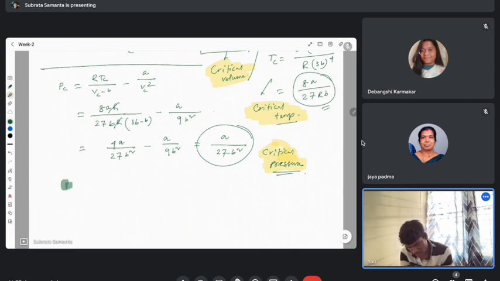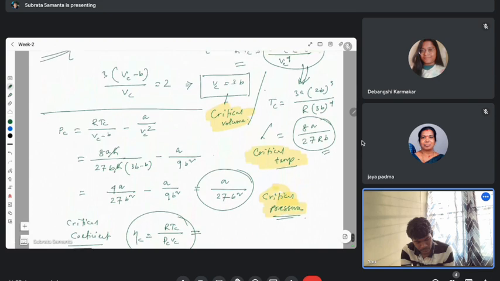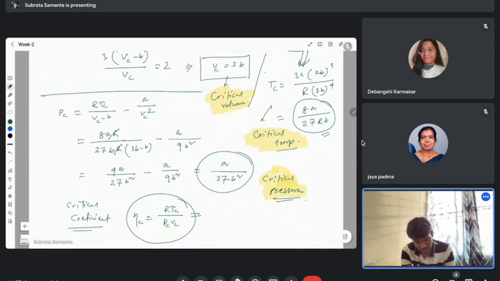The critical coefficient is defined as eta c. Okay, so it's RTC by PC VC. We just put it in this form. TC is 8A by 27 RB and PC is A by 27 B square, so RTC is 8A by 27B. And VC is 3B. So that means you are getting 8 by 3. These are cancelled.